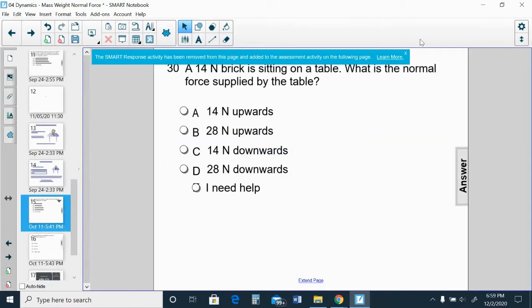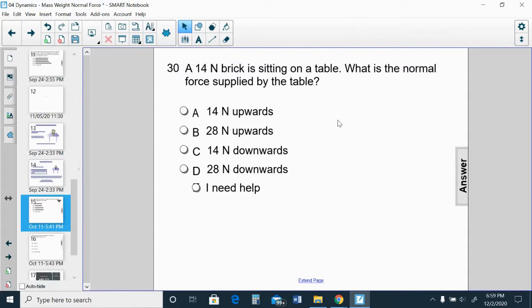Let's try a couple more practice problems. A 14 Newton brick is sitting on a table. What is the normal force supplied by the table? So the correct answer is A, 14 newtons upwards.